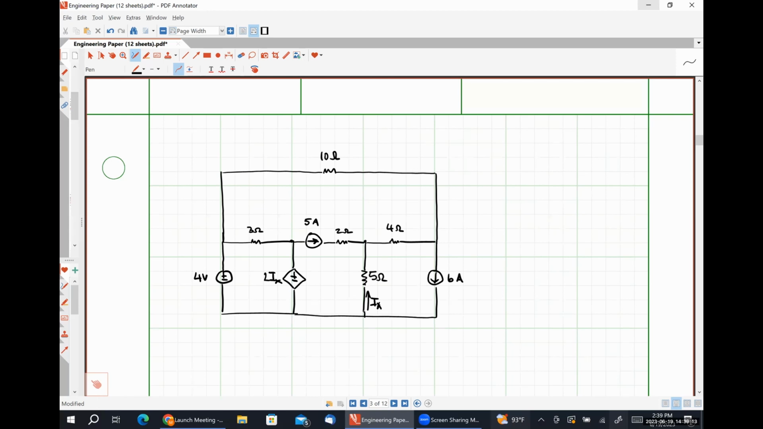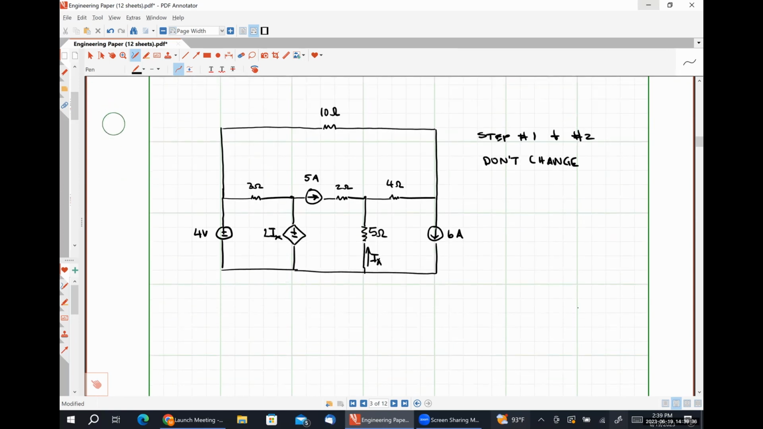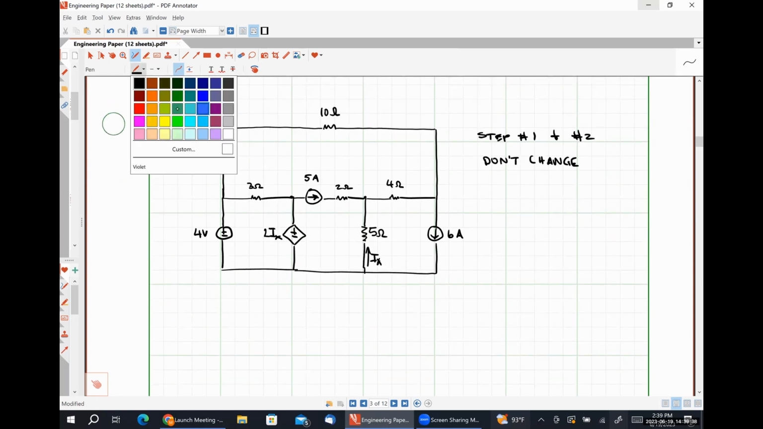So much like we saw in nodal analysis, our setup here is going to be effectively unchanged. So steps 1 and 2 don't change at all. Step number 3, actually, let me do them. I guess that would be helpful.